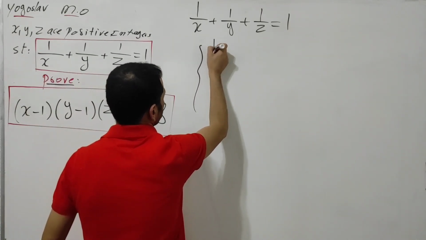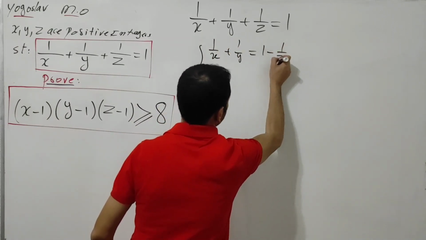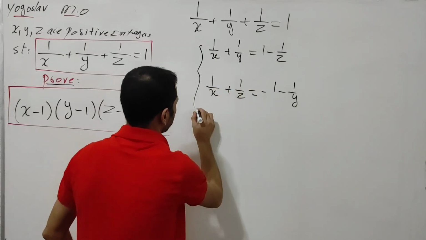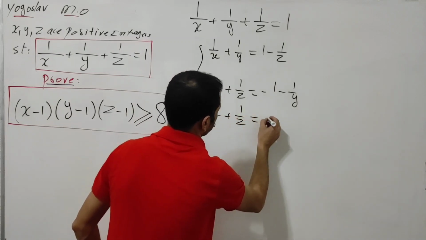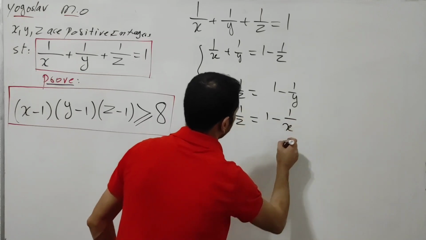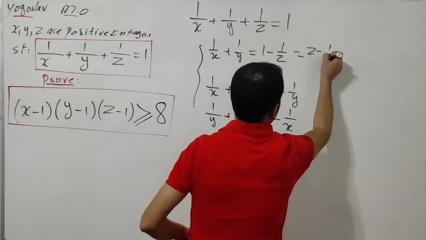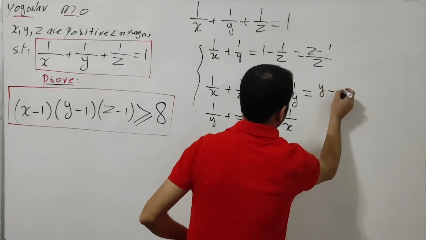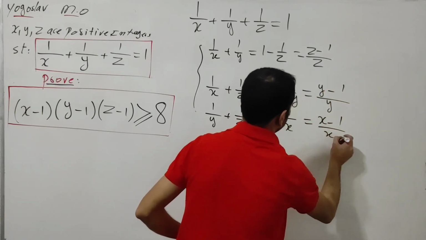The first one will be written 1 over x plus 1 over y equals 1 minus 1 over z. The second one, I will have 1 over x plus 1 over z. The third one, I will have 1 over y plus 1 over z equals 1 minus 1 over x. Okay. By making z a common denominator, I will get z minus 1 divided by z. The second one, I will get y minus 1 divided by y. The third one, I will get x minus 1 divided by x.